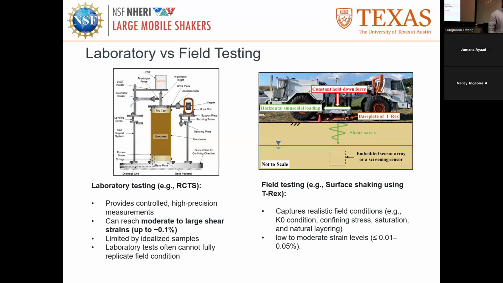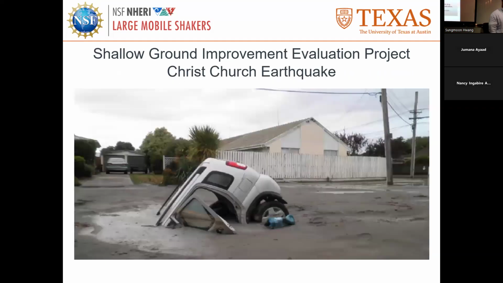And so we were testing in the field to capture realistic field conditions, combining pressure, saturation, and natural layering, but we cannot get larger strains. To the right side, this is showing our testing scheme. We have the embedded sensor in the ground, which generates the wave on the surface, and that doesn't really give larger strains and reliable measurements. So I will show you by the example of the biggest project we have been involved in.